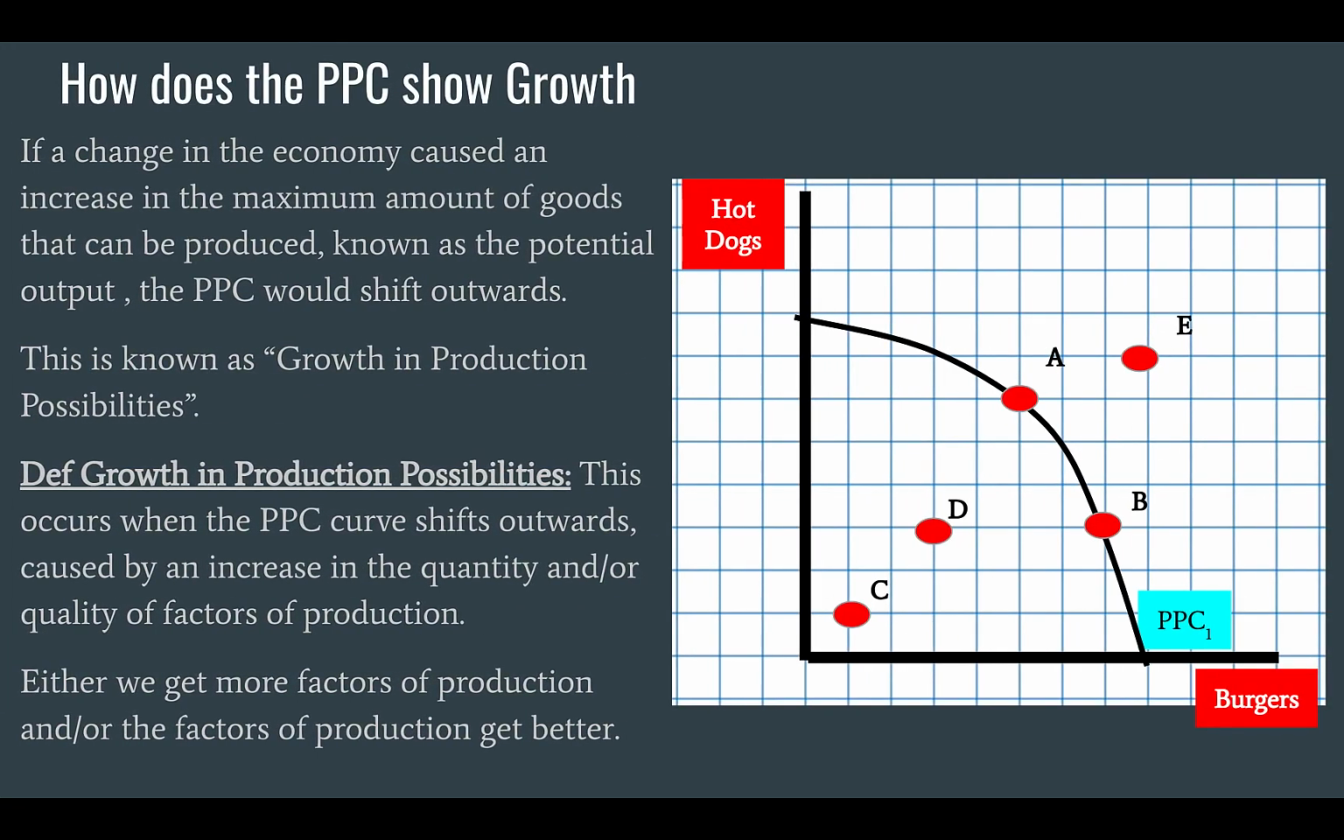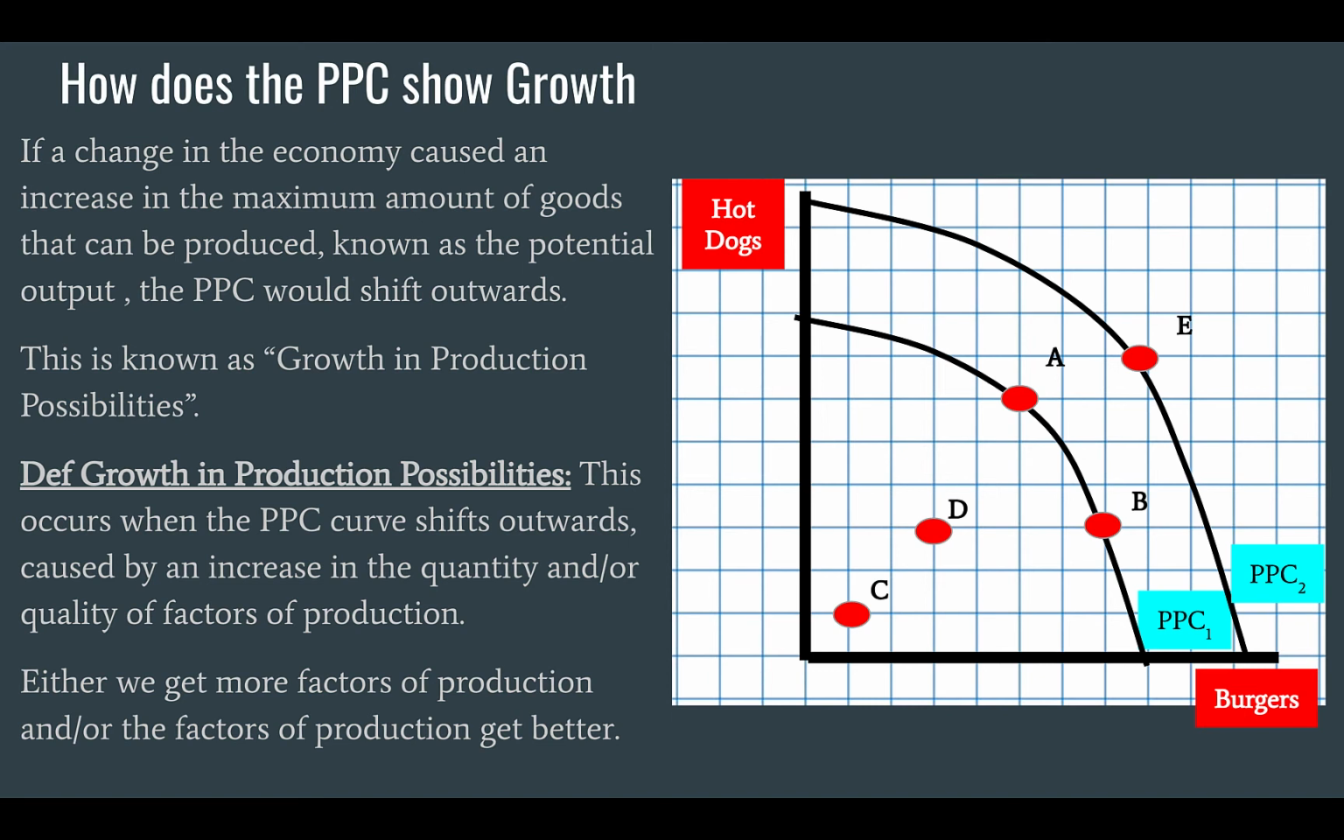Okay, but if something changed, and when I say something, what I really mean is if the quantity and or quality of factors of production increased, the state of technology improved, we got more land and or labour and or capital and or enterprise, that would allow us to produce more. Well, then what we would see is growth in production possibilities. And this is potential growth, which I'll bring up when we study macro. If we got more and or better factors of production and or an improvement in technology, our production possibility curve would shift out. Now, it has nothing to do with efficiency of production.